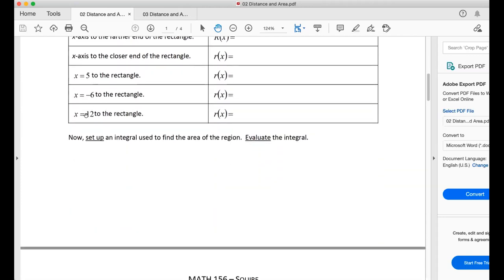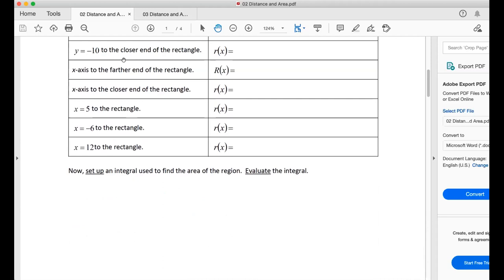And then at the bottom, these are farther end, closer end for each of those. And then here, it's when it's parallel. So there's only one distance. There's no farther end or closer end.